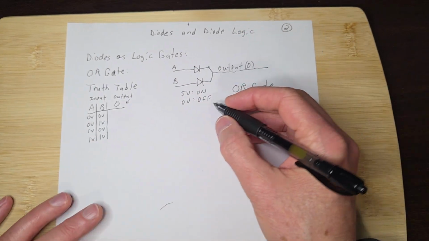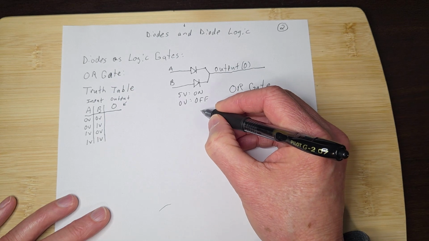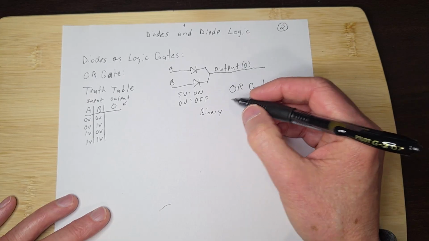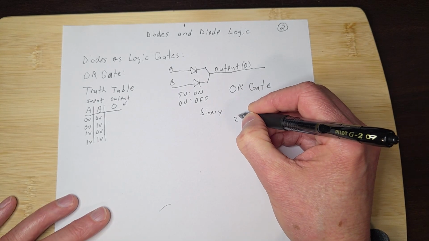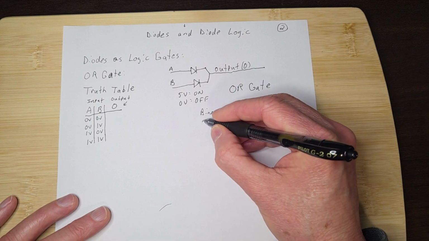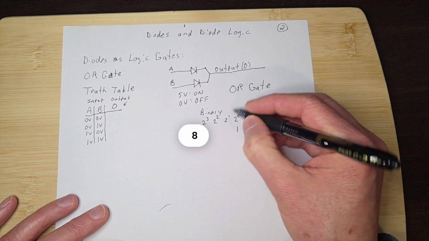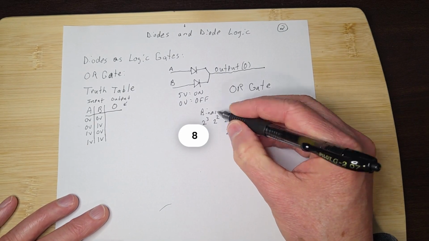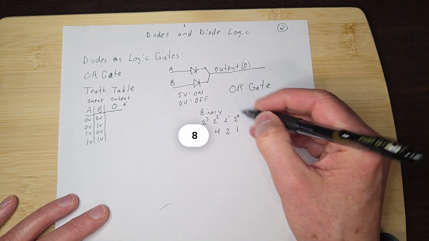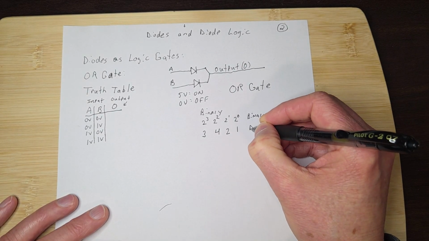Not to get too much math involved, but binary is based on powers of 2, and I'm definitely going to cover this in a different video. You can have 2 to the 0 power, 2 to the 1 power, 2 to the 2 power, 2 to the 3 power, and we won't go much further than this. 2 to the 0 power is 1, 2 to the 1 power is 2, 2 to the second power is 4, and 2 to the third power is 8. So this is binary, and this is decimal.